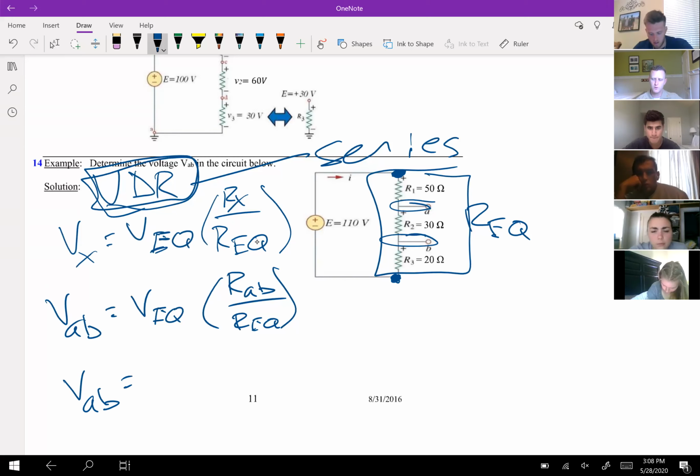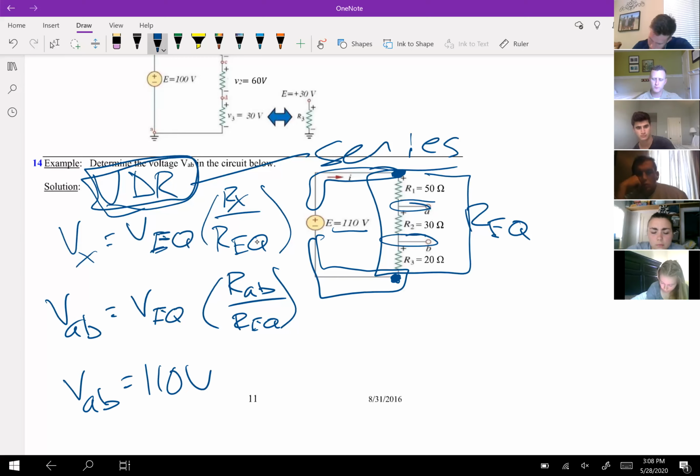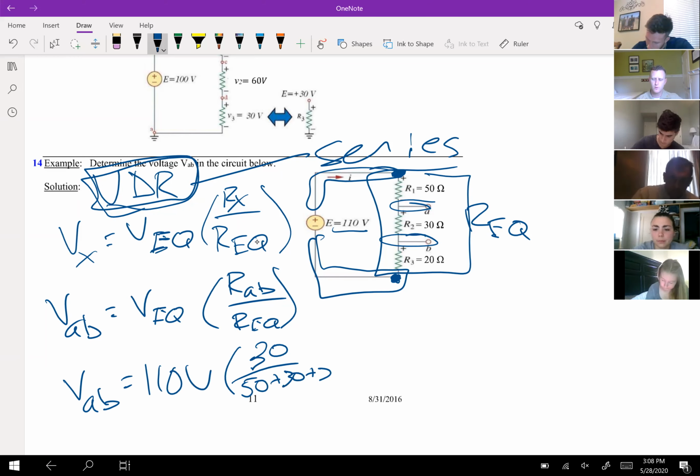And if you notice from here, well, that is the same voltage drop. So 110 volts is being split up amongst all three of those. We're looking for RAB, which in this case is R2. So we have 30, and then we have 50 plus 30 plus 20. Altogether, that gives us 33 volts.